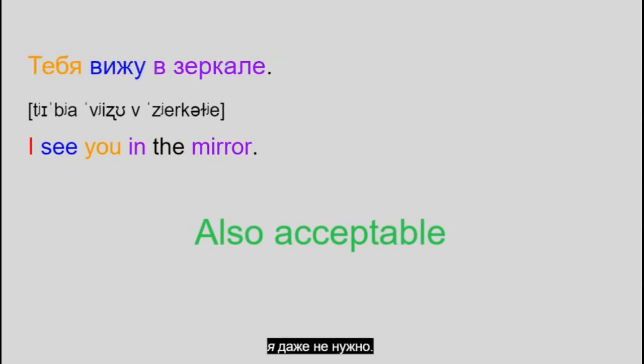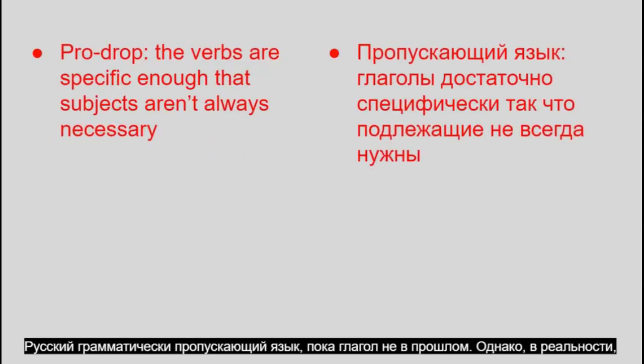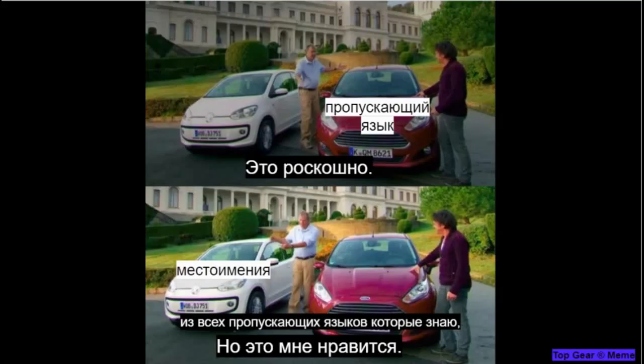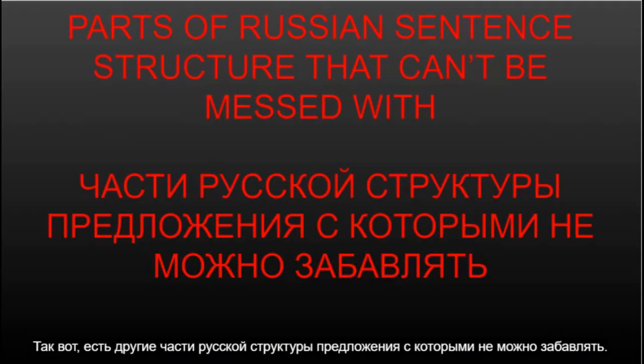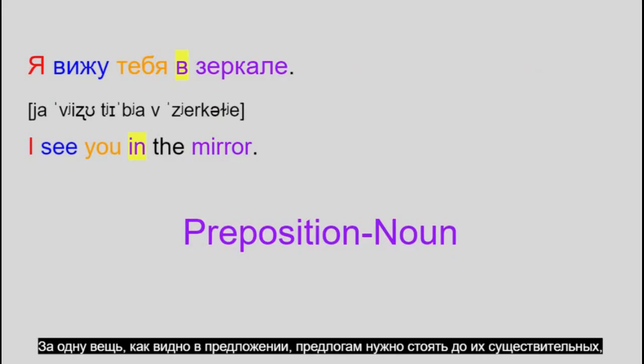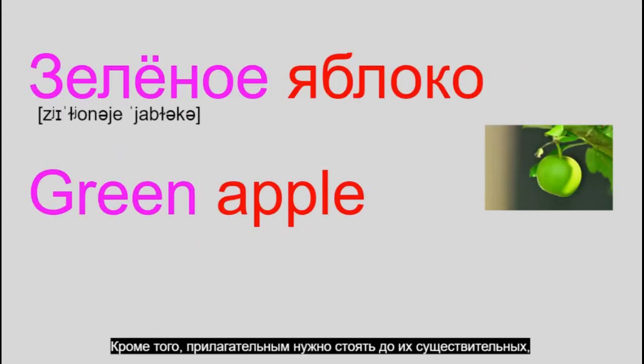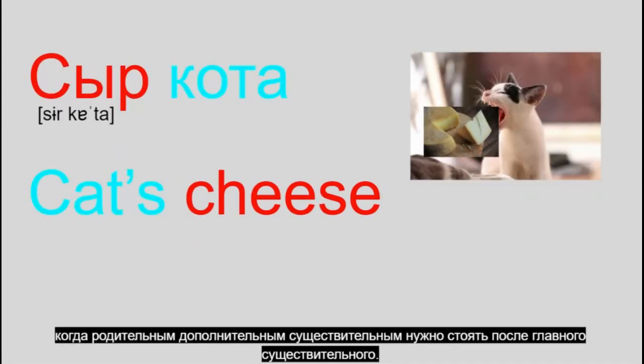In fact, you don't even need я. Russian is grammatically a pro-drop language as long as the verb isn't past tense. However, in reality, of all the pro-drop languages I know, Russians tend to drop the subject by far the least of any of them. They still can, though. Anyway, there are other parts of Russian sentence structure that can't be messed with. For one thing, as seen in the sentence, prepositions have to go before their nouns. That can't be messed with. In addition, adjectives have to go before their nouns, while genitive supplemental nouns have to go after the main noun.